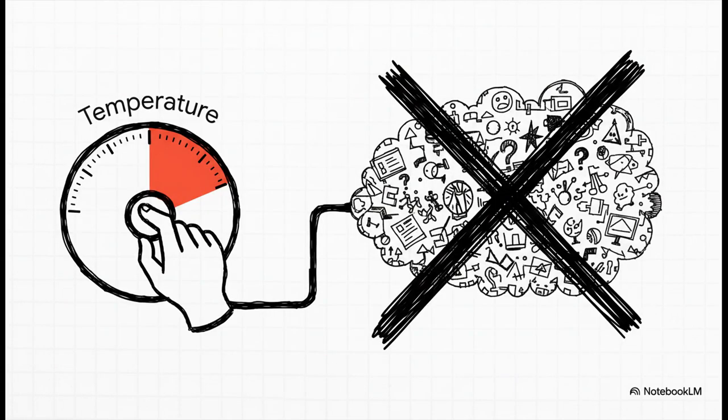And please, whatever you do, avoid this one common mistake. Do not just crank the temperature to the max on everything, thinking it makes the AI smarter. It doesn't. It just makes it more random and way more likely to just make stuff up. High temperature is a tool for creativity, not an IQ booster.